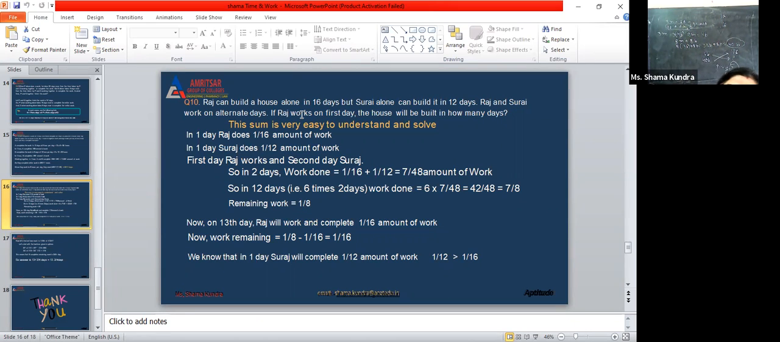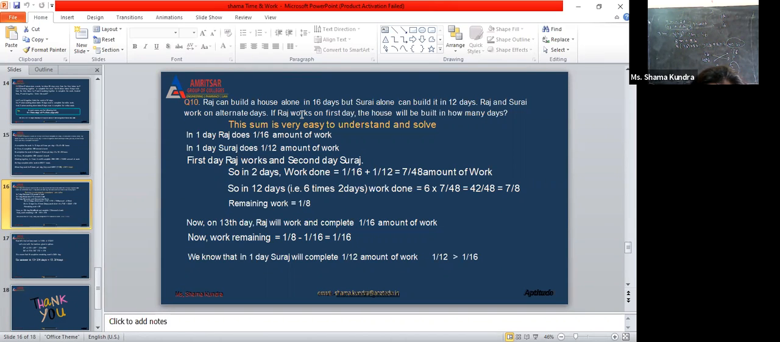Let us see how. What I learned from time and work is to just find one day's work. Over here, Raj completes the entire work in 16 days. So in one day, how much work is done by him? 1 by 16. Suraj takes 12 days. In one day, it is 1 by 12. First Raj, then Suraj, then Raj, then Suraj, and so on. Suraj completes the entire work in 12 days alone, so in one day he does 1 by 12.